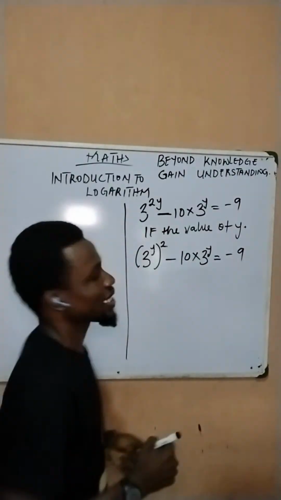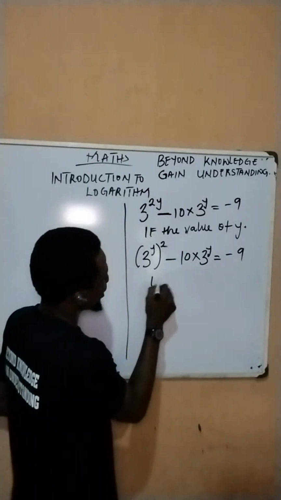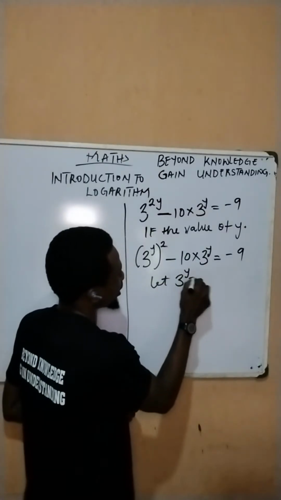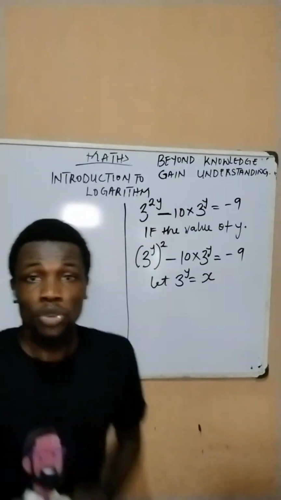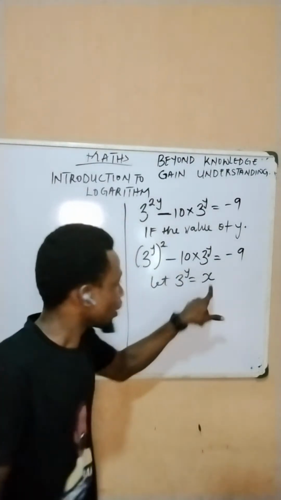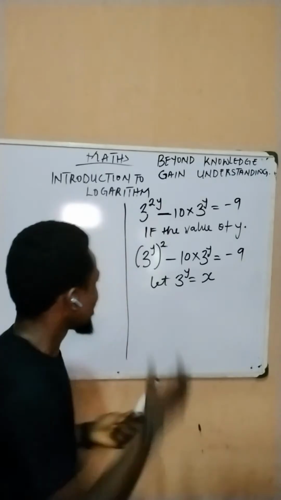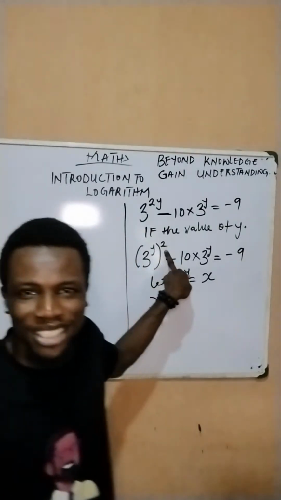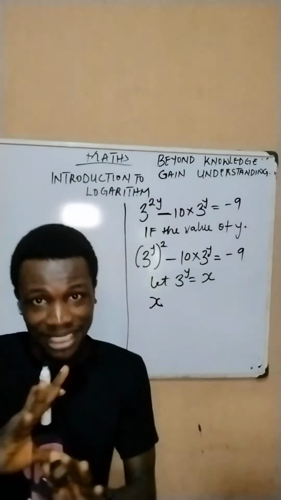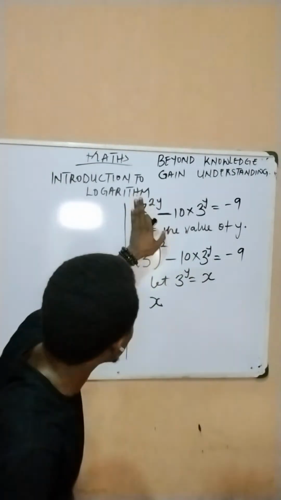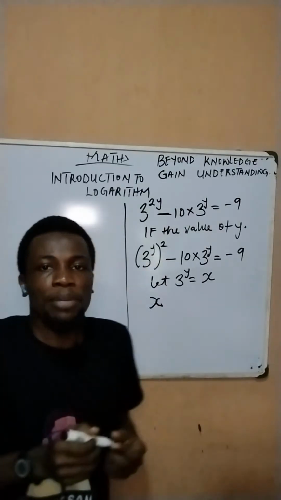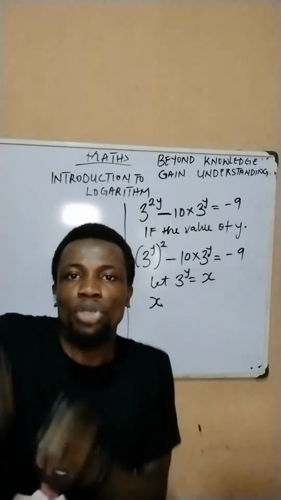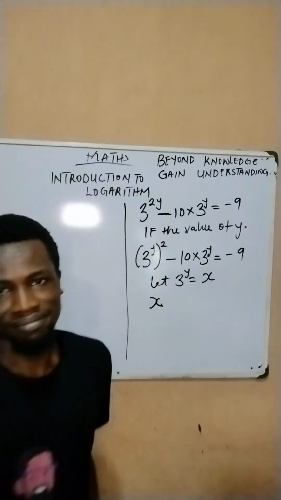Now this is where it gets interesting. I'll say let 3 raised to the power of y be equal to x. So anywhere I say 3 raised to the power of y, I'll replace it with x. By doing that, this becomes x, then there is a square. You now see why I had to reverse engineer it: so that I'll be able to represent it in terms of a quadratic equation. That is the sole purpose.